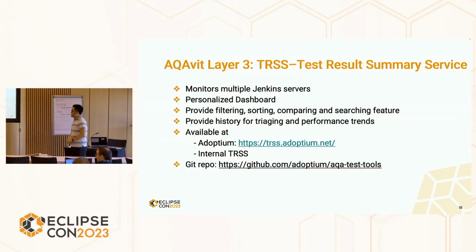Now I will talk about the third layer, the Test Result Summary Service, TRSS. We use this one to monitor multiple Jenkins servers, and it has a personalized dashboard. It also provides more functions such as sorting, filtering, comparing, and searching features. Also, we provide a history for triaging and performance trends.